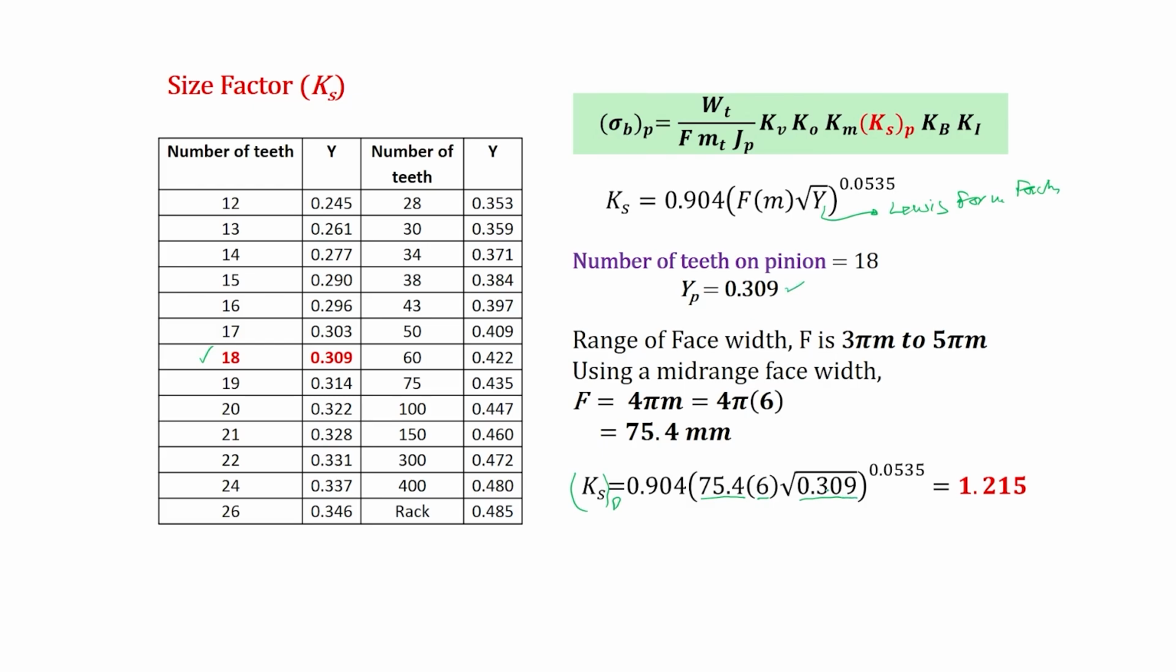In a similar way, we can find yg, the Lewis form factor for the gear, considering the number of teeth equal to 72, by interpolating the two values, this value and this value.